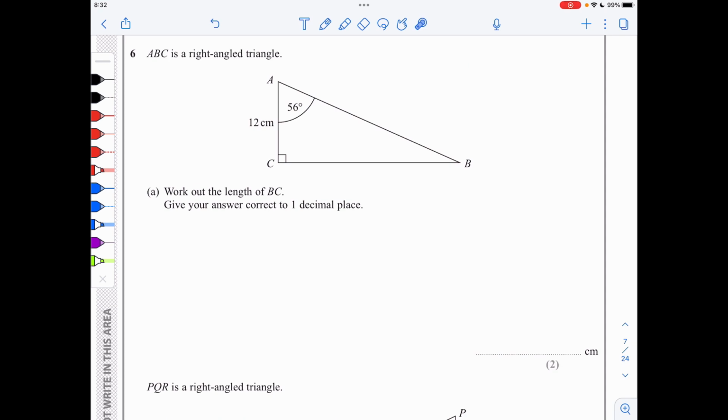In question 6, we need to work out the length of BC. Now, 12 centimeters is the adjacent to 56 and BC is the opposite. They are connected through tan. So tan of 56 is equal to BC over 12. We cross multiply, so 12 tan 56 is equal to BC, which leads to BC being 17.8 centimeters.